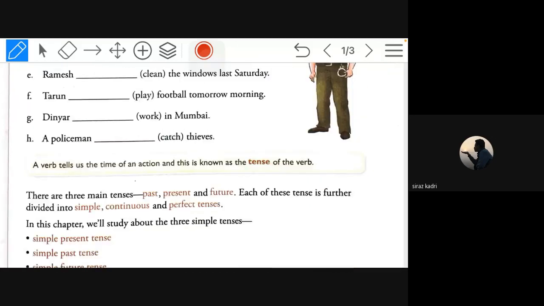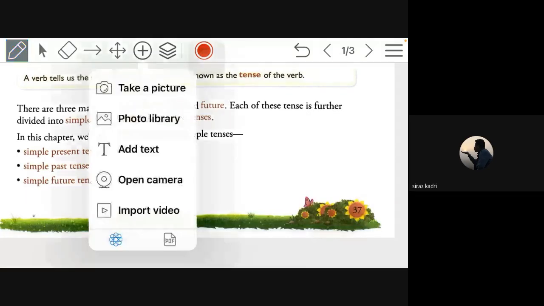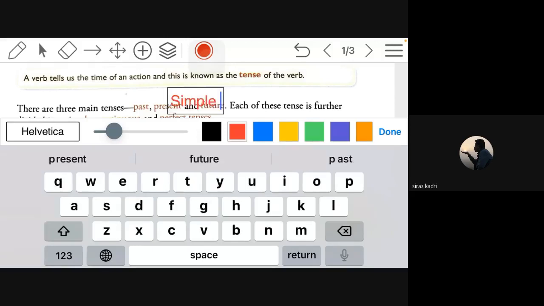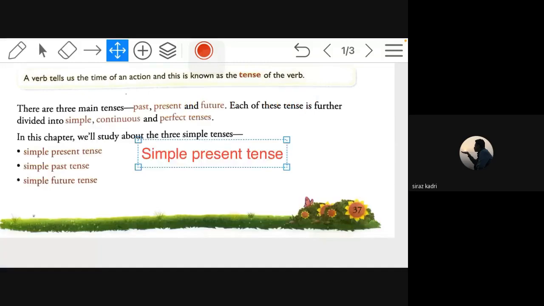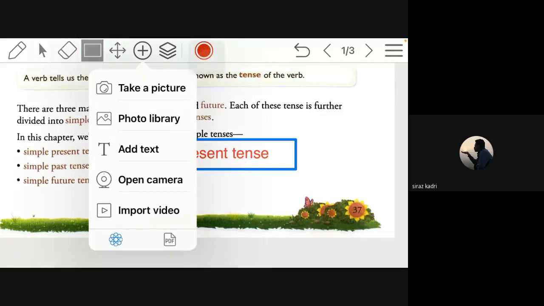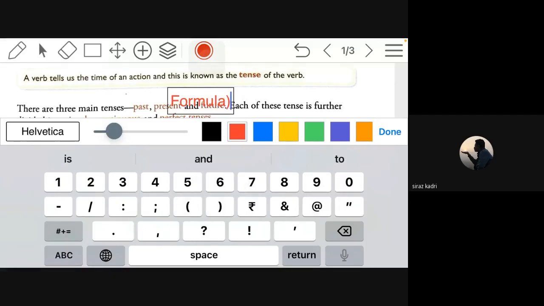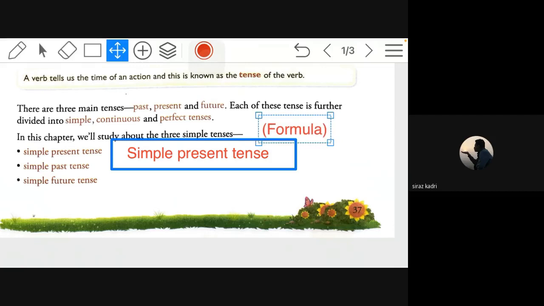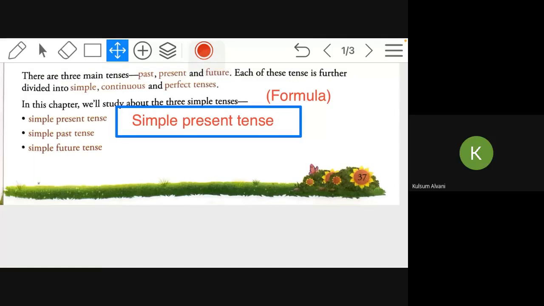Now tell me, what was the formula I gave you for the simple present tense? I remember I gave you one formula. Whole lot of noise is there. Come on, I'm waiting for your answer. Yes, sir, repeat. Okay, Muskan, can you tell me? Okay, the ones who are not answering me, I'm writing the names. So be careful for the internal marks.